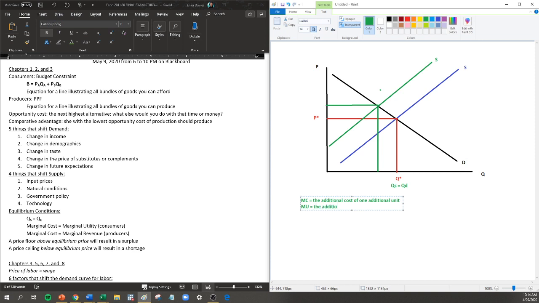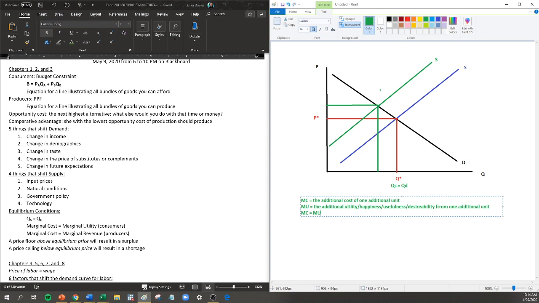So marginal utility is the additional utility, which we call happiness, usefulness, desirability. That's a philosophical part of economics that we can get into anytime you want to come to my office hours. But economists call this utility, the additional utility from one additional unit. So for consumers in equilibrium, we want this marginal cost, the additional cost, to be equal to the additional utility that we get from consuming that item.